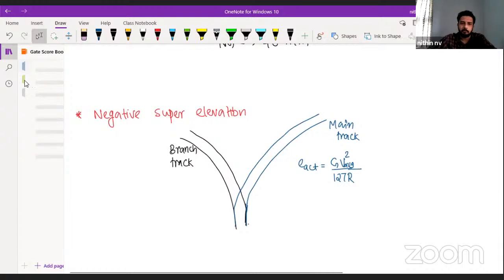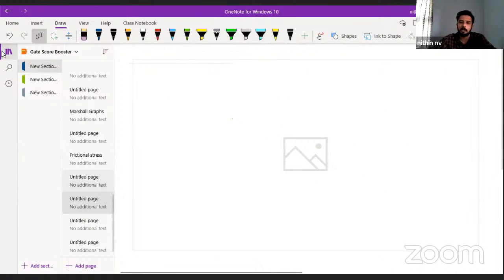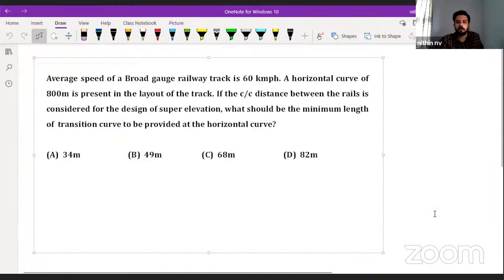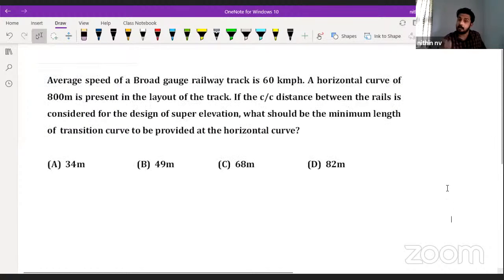Now I'm giving you a question. Using the question, we'll understand better what is the super elevation, what is the actual super elevation, what is the cant deficiency, what is the theoretical super elevation, and so on. You just take down the data. First of all, just take down the data, then I will explain what it is.